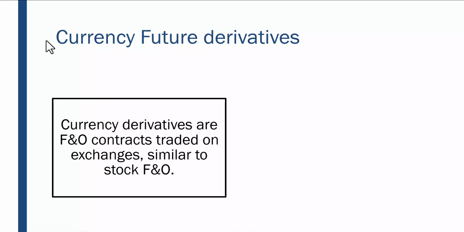Currency derivatives are futures and options contracts traded on exchanges, similar to stocks. You can go to the stock exchange for futures and options on stocks, on currencies, on commodities, and on interest rates. There are four or five kinds of underlyings you can always take care of. We are going to understand interest rate futures and options, as well as currency futures and options, during our journey. A little bit of commodity too, but if you understand two, then the third one just follows from that.